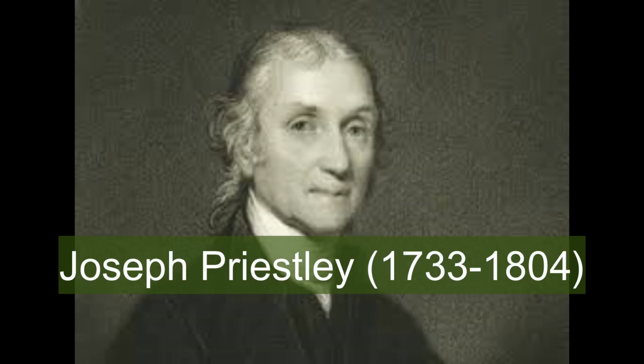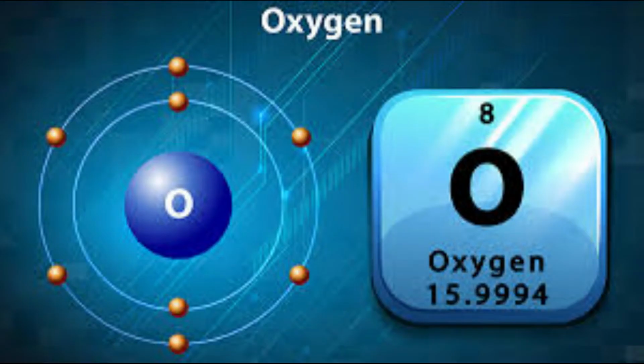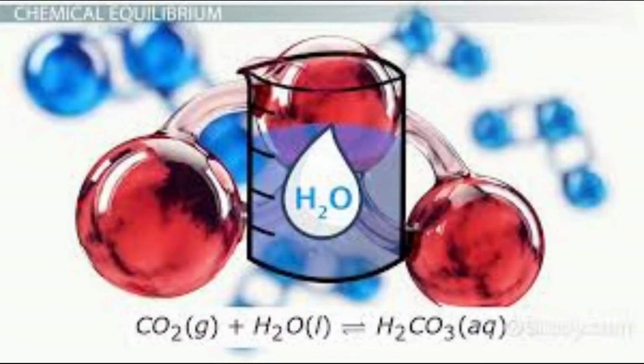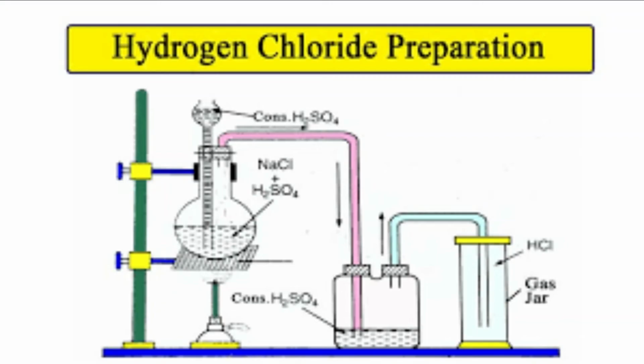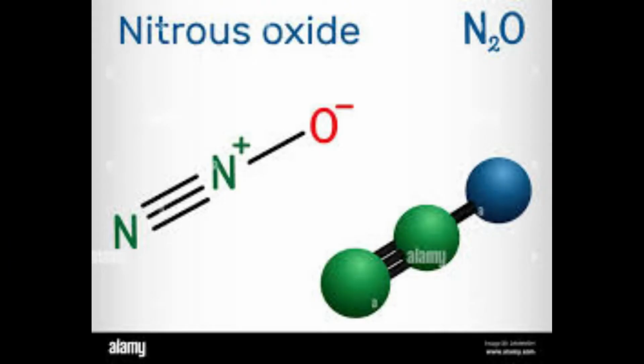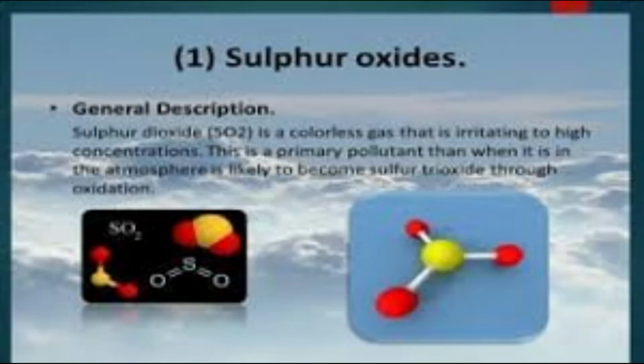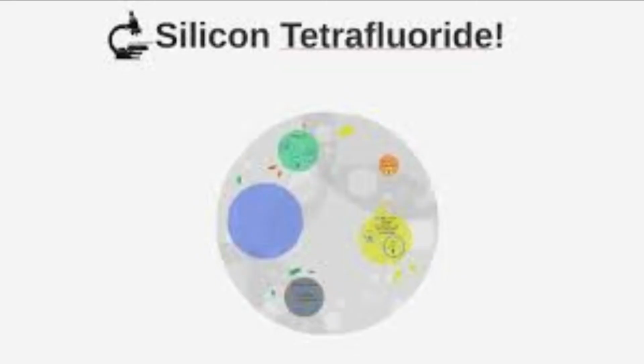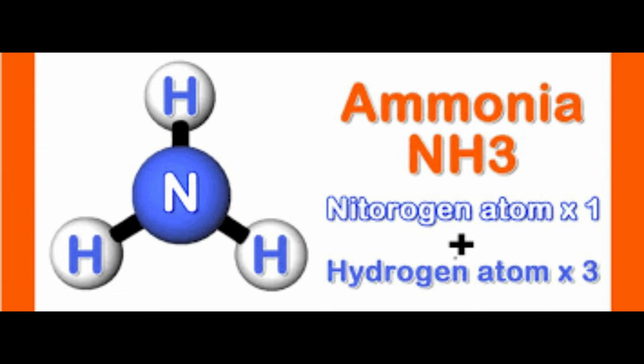Joseph Priestley, 1733 to 1804, published his discovery of oxygen in 1775. He called the gas dephlogisticated air. He named it oxygen. He was the first person to dissolve the gas carbon dioxide in water. He also investigated the gases hydrogen chloride, nitric oxide, nitrogen dioxide, nitrous oxide, sulfur oxide, silicon tetrafluoride, nitrogen, and ammonia.